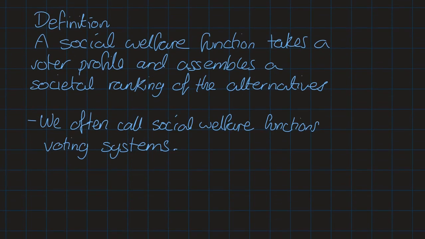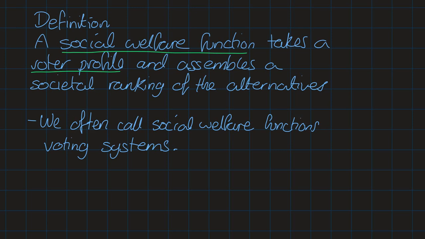So let's begin with the definition of a social welfare function. A social welfare function is a function that takes a voter profile and assembles a societal ranking of the alternatives. So the idea is it's some sort of function, some sort of algorithm or set of rules where you give it a voter profile, so a complete list of how everyone voted, and then it tells you the outcome of the election. It's a method for determining who wins the election, who comes second and third and so on, based on the information of how people voted. Okay, so very, very important.